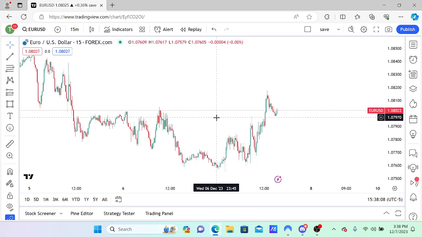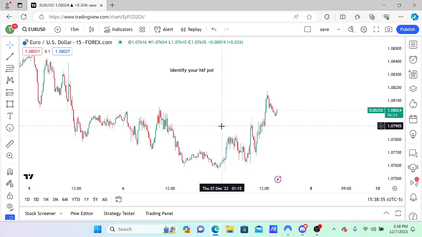So the thing with the market maker buy model here, I'm gonna use this EURUSD market for the example today, but a market maker sell model is just gonna be the opposite. It's literally the same thing, just in reverse. So here's one very important thing that you need to identify first. Identify your higher time frame point of interest. That's key. Identify your higher time frame point of interest.